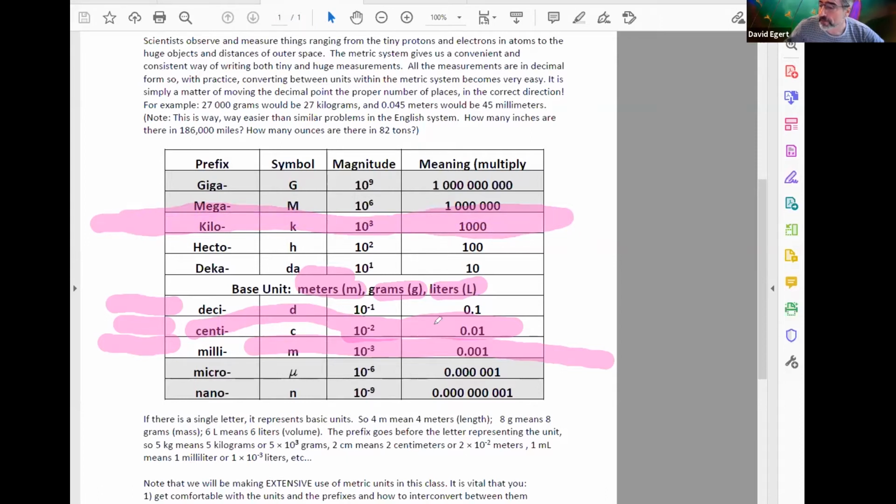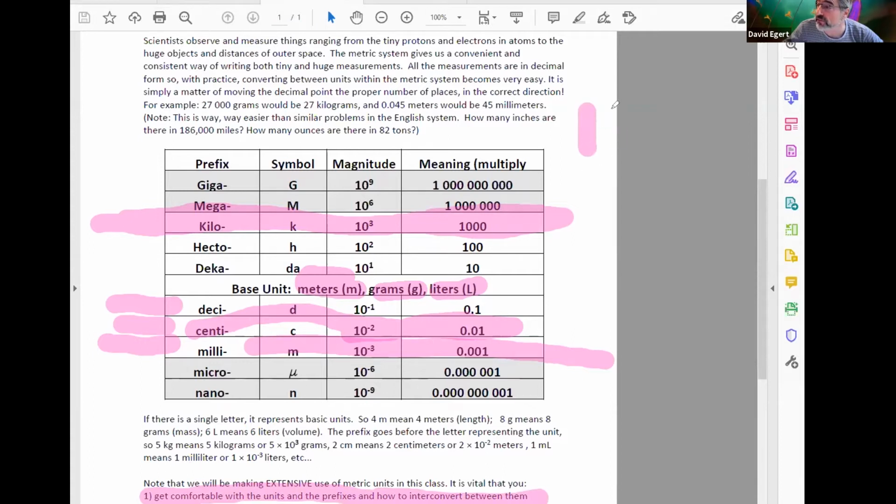I wrote this little thing at the bottom here. Again, get comfortable with the units and the prefixes and how to interconvert. Interconverting is really easy. It's all multiplying and dividing by 10. You just take the decimal point and hop it one way or another. And this is another place to do the sanity check.